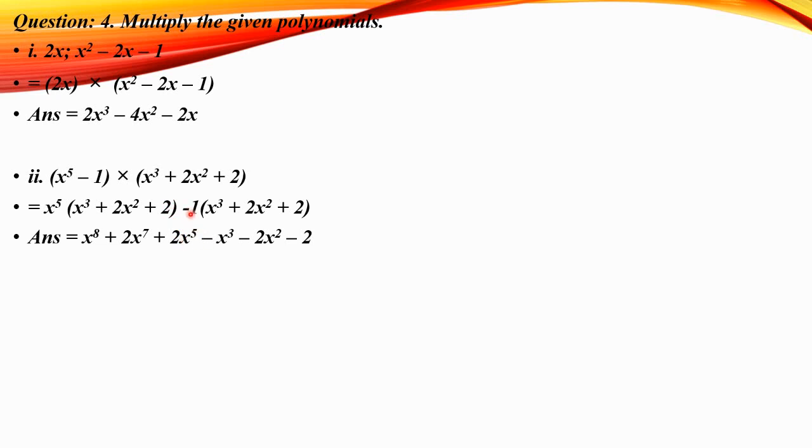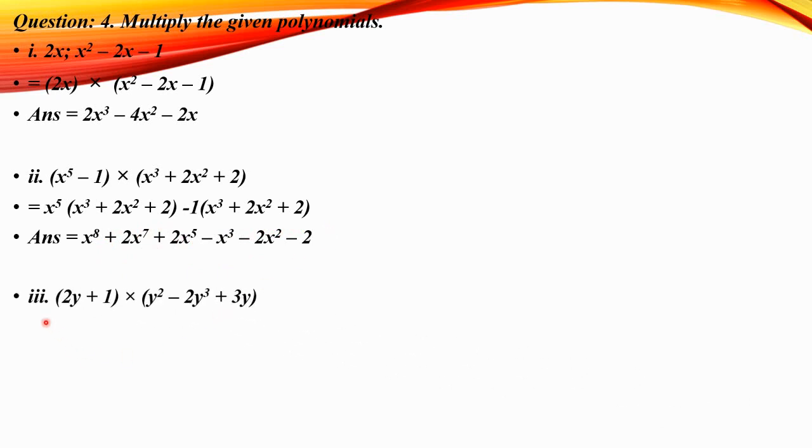Multiplying with minus 1 inside the bracket, we get all the terms as they are with the sign changed. So we get here minus x raised to power 3, minus 2x raised to power 2 and minus 2. Now here we don't have any like terms, so it is already written in the decreasing order of the variables. So this is our answer.